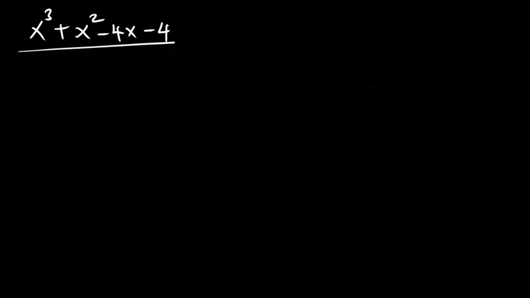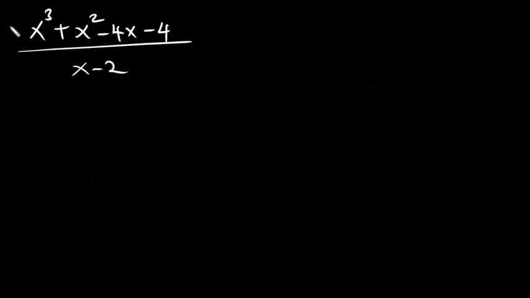We are going to learn how to divide a polynomial by synthetic division. So let's have a few examples. Let's say we have a polynomial x cubed plus x squared minus 4x minus 4, and then we are dividing it by x minus 2. So how do we go about it?